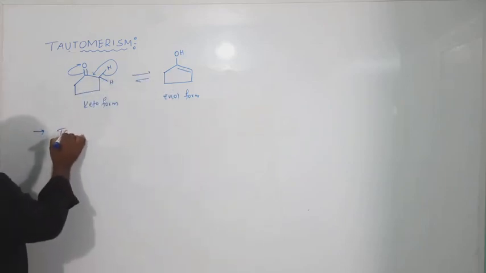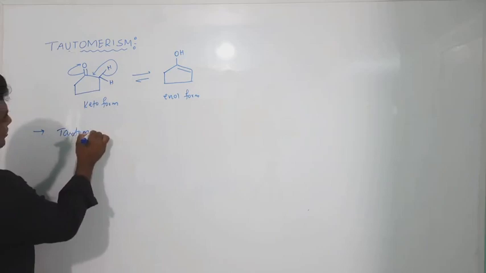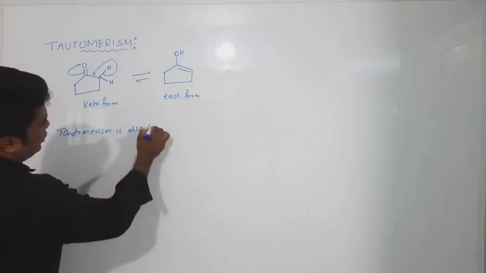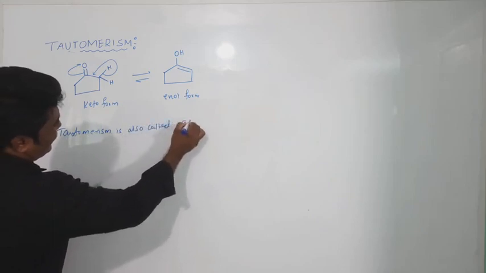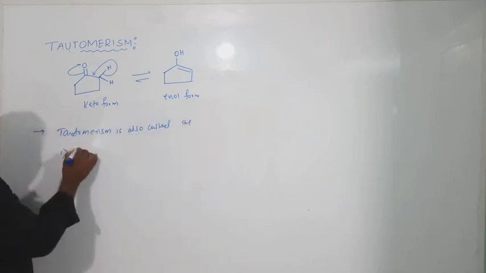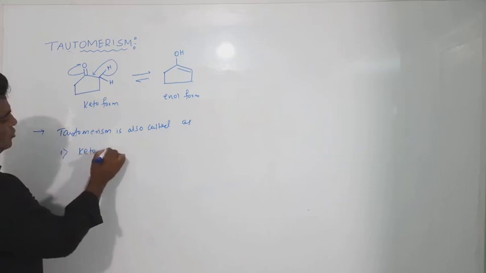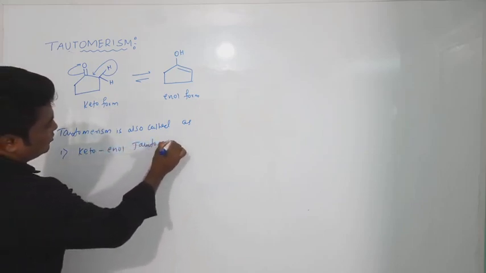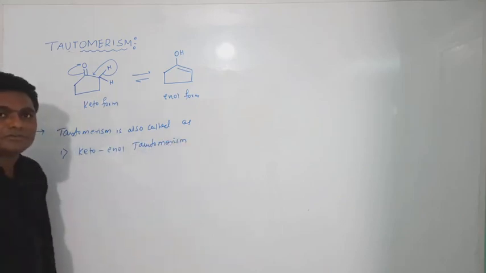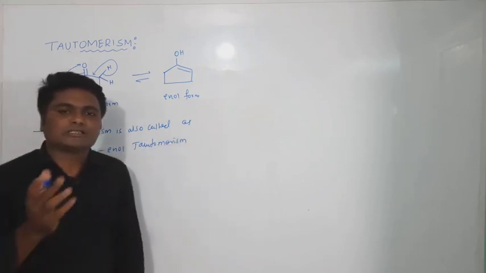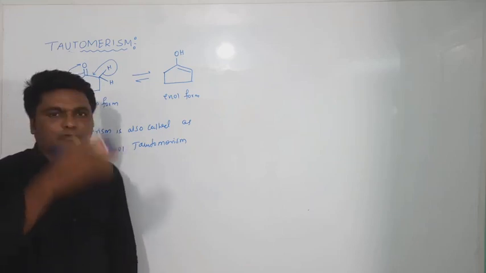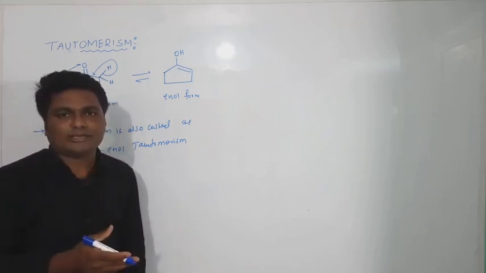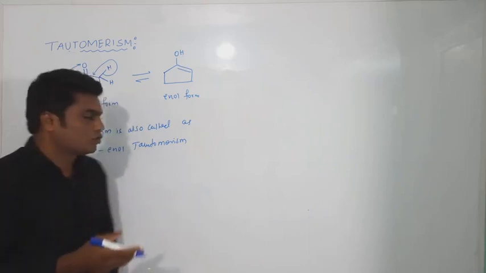Now I am giving some alternative names of this tautomerism. Tautomerism is also called keto enol tautomerism. So we have some alternative names. In the exam, sometimes they will ask to match these names in match the following. Otherwise, in the correct statement, which of the following is an incorrect statement about tautomerism.